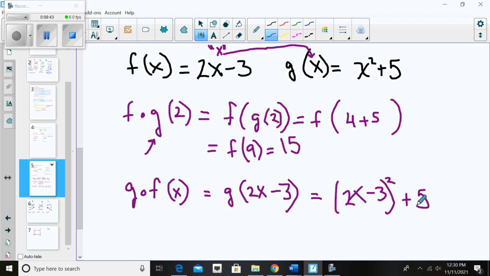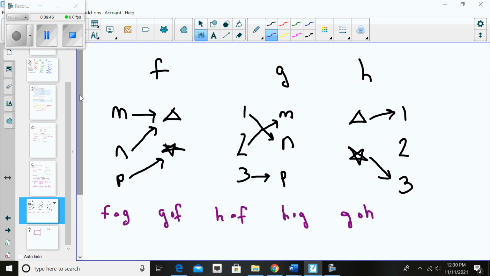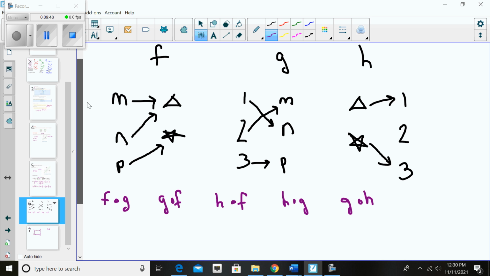So on the next slide, pause the video for a minute and write these down. Then we're going to look at forming compositions. As you're copying them down, think about which one is a bijection, which one's one-to-one but not onto, and which one's onto but not one-to-one. Now that you've got them all copied down, I hope you see that G is the bijection, F is onto but not one-to-one, and H is one-to-one but not onto.